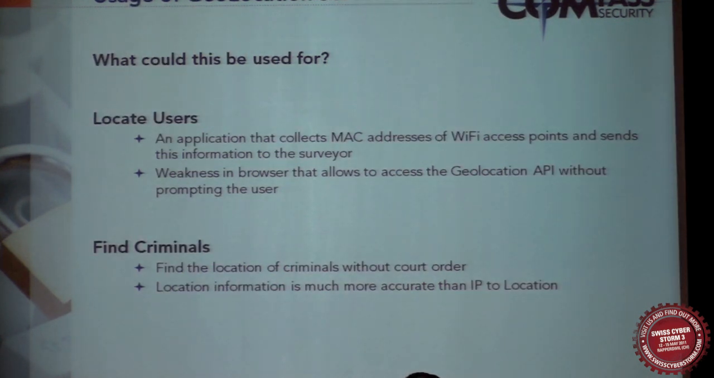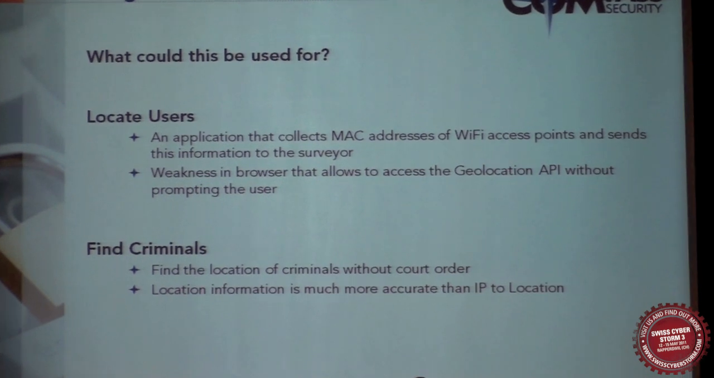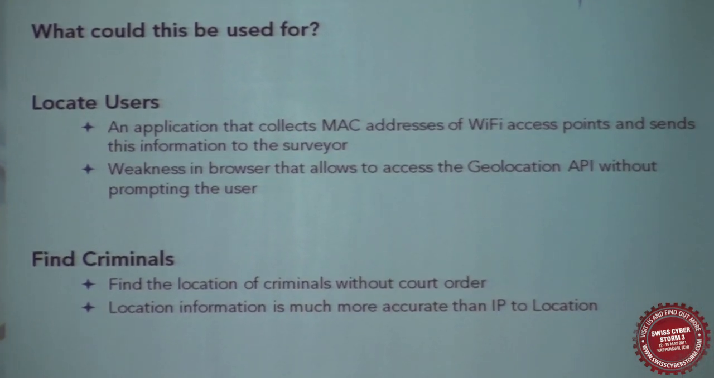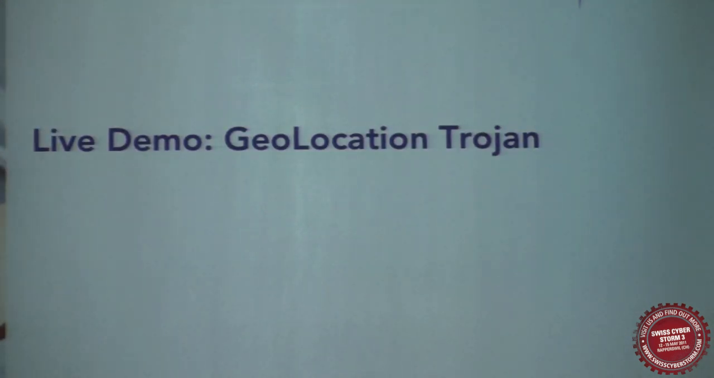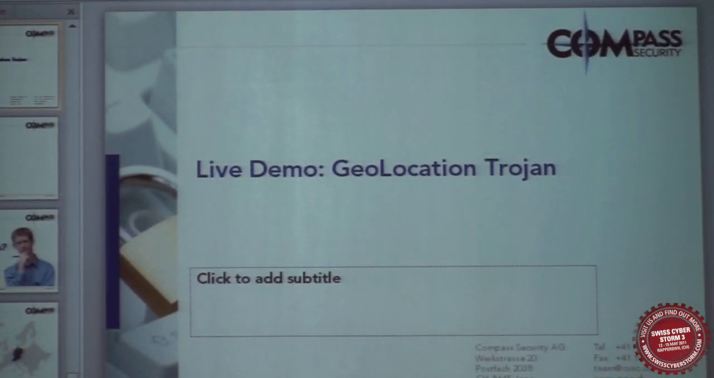What can you use it for? You can use it for location-based services, to show search results which are near you, for example, find restaurants and so on. Or you can use it to track users or find criminals. So, such a Trojan horse.